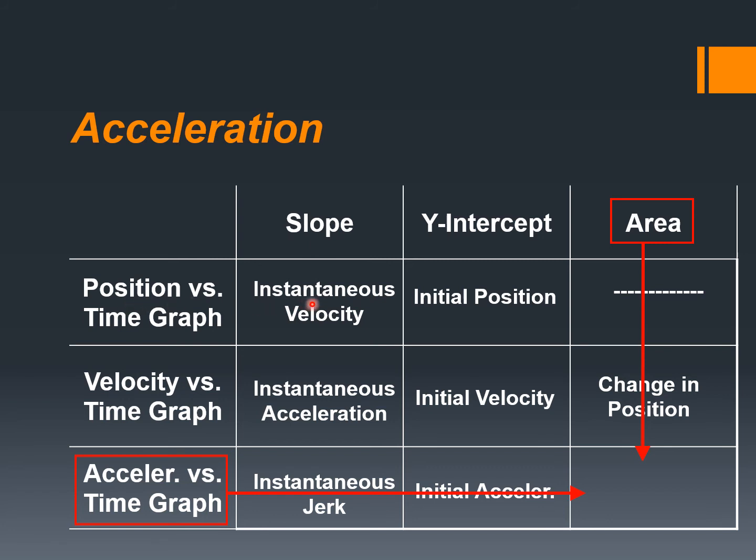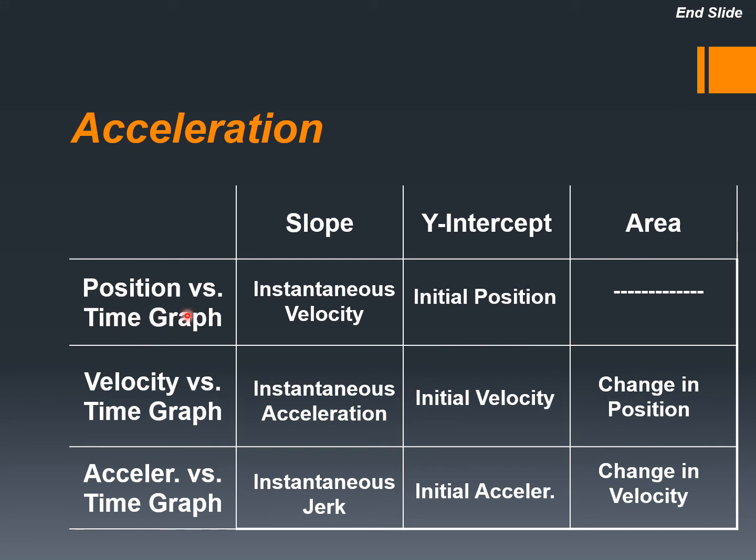For a position versus time graph, the slope is velocity. For a velocity versus time graph, the slope is acceleration. For an acceleration versus time graph, the slope is jerk. Now for a velocity versus time graph, the area is change in position. Now that goes back up to this graph, and hopefully the pattern you see with an acceleration versus time graph, the area is going to be change in velocity.